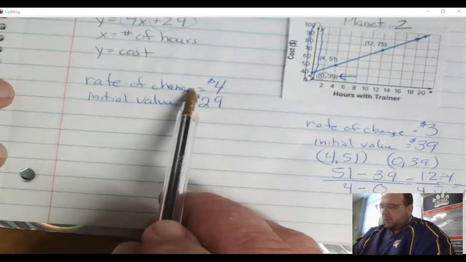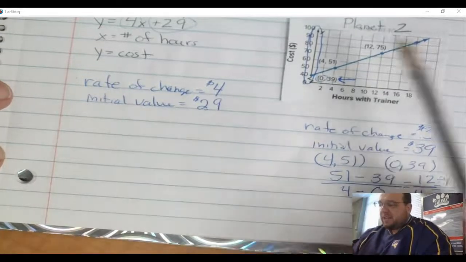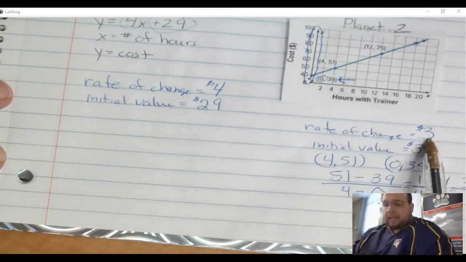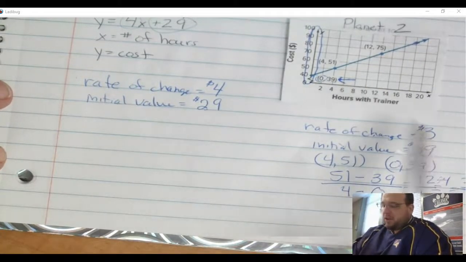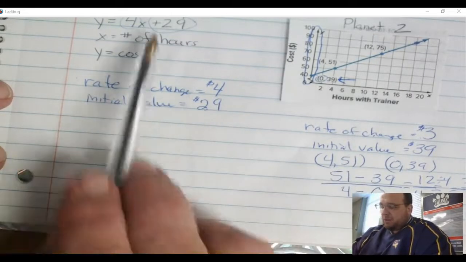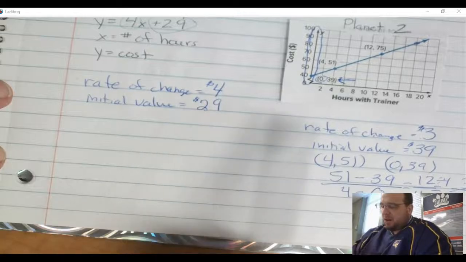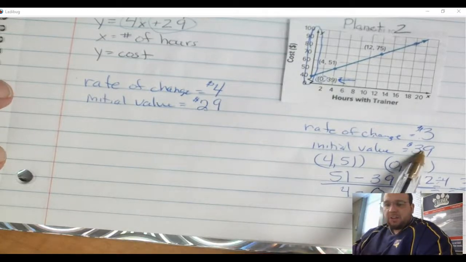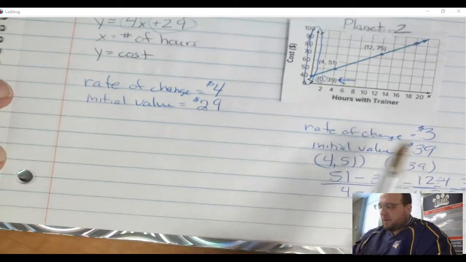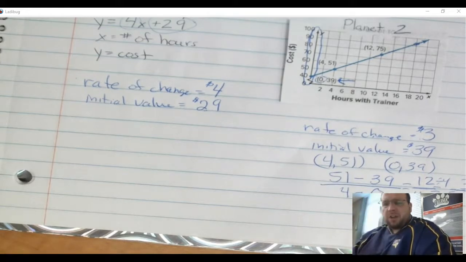So now I'm going to go ahead and compare these two, and I see that the rate of change for this one is $4, where the rate of change is $3. So it tells me that at Planet Z, you're going to pay less per hour for the trainer than you will for Gold's Gym. It also tells me that in Gold's Gym, you pay less at the start. You only pay $29 at the start versus the $39 that you're going to pay at the start for Planet Z. So my question might be, well, if I get 12 hours with the trainer, who would cost more?